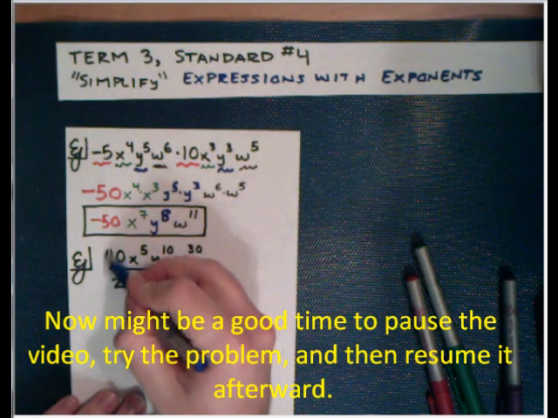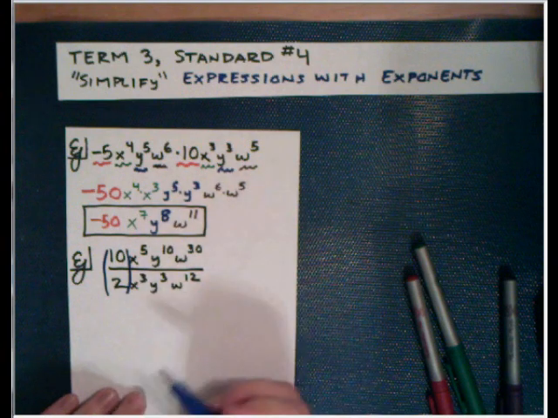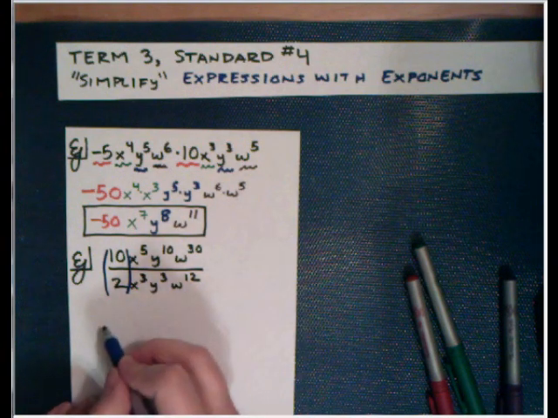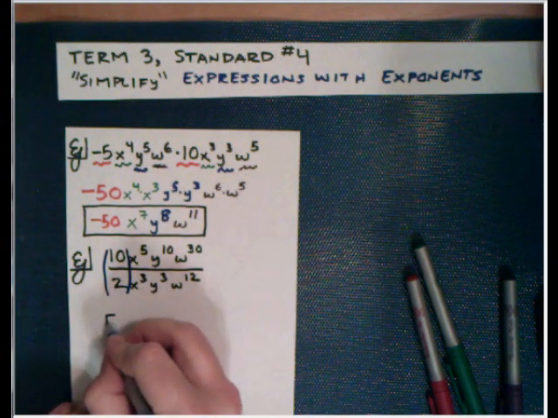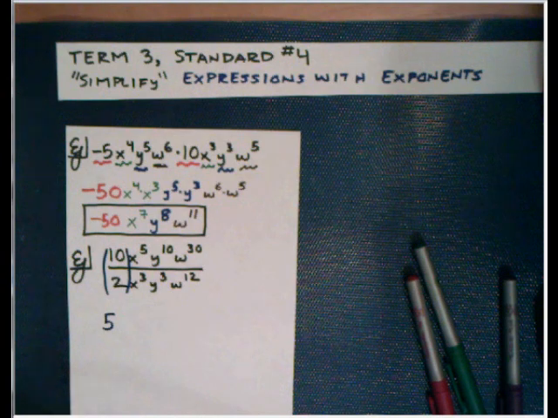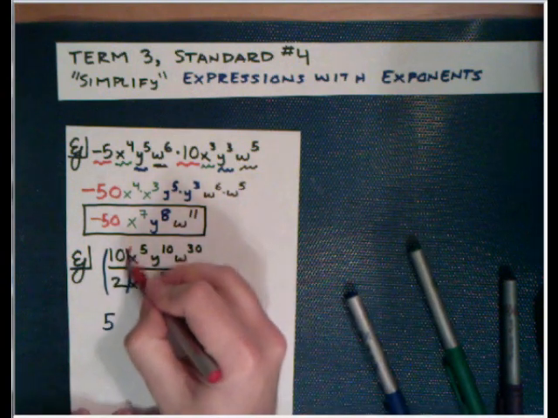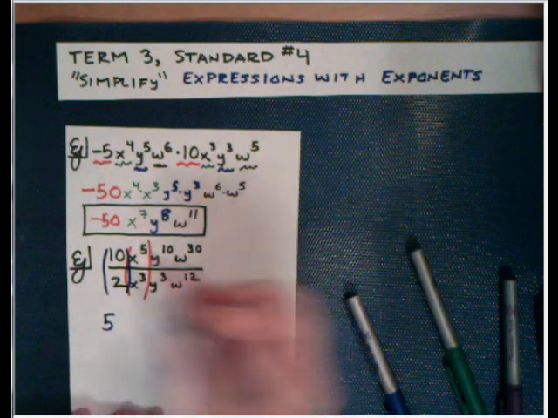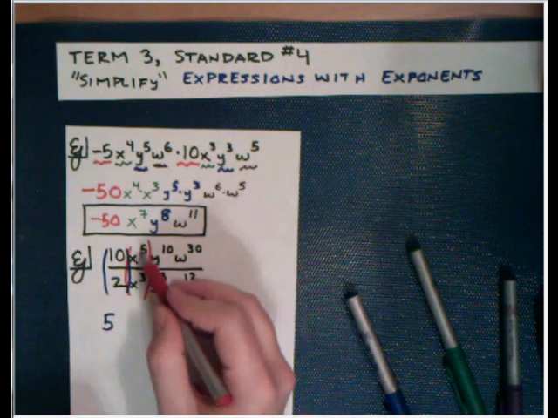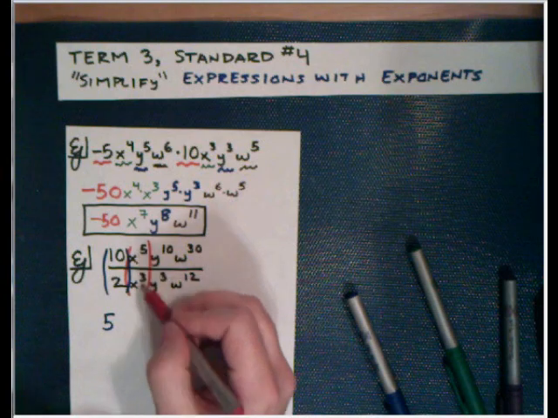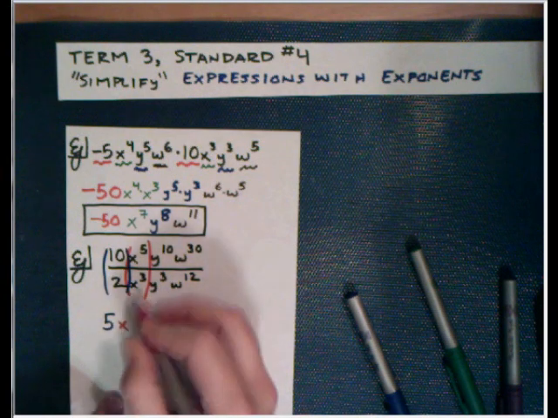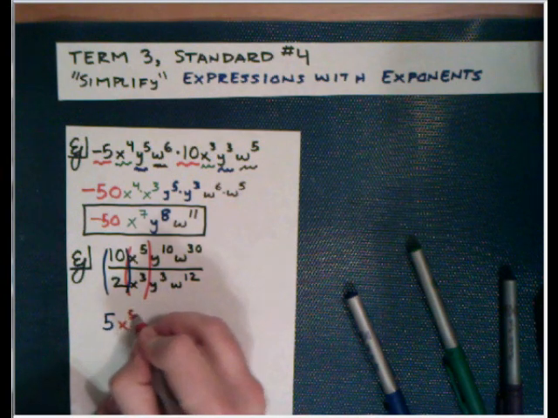So I don't know, maybe I'll use color this way. So starting with the numbers, 10 divided by 2 is going to just be 5. So I'm just going to do that first. Again, it's an easy place to make a mistake, so I'm going to take that out of the picture. And next, I'm going to look at the x's. So x to the 5th over x to the 3rd. Well, we subtract exponents here, so 5 minus 3 is 2.